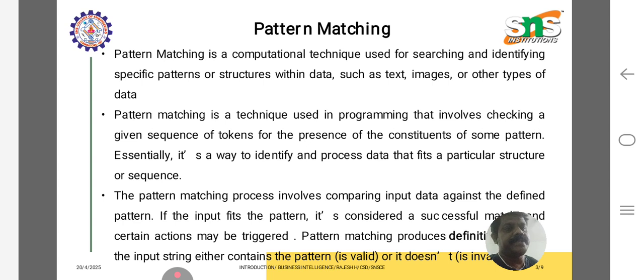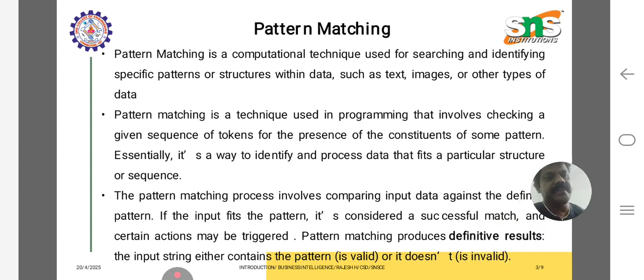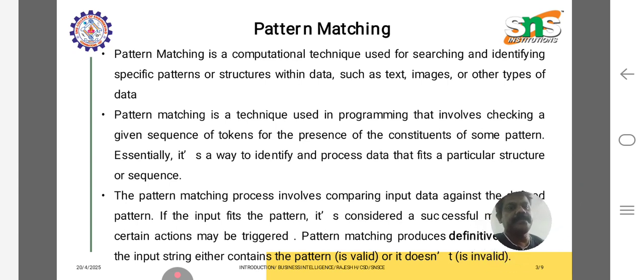Pattern matching is a technique used in programming that involves checking a given sequence of tokens for the presence of the constituents of some pattern. Essentially, it's a way to identify and process data that fits a particular structure or sequence. The pattern matching process involves comparing input data against the defined pattern. If the input fits the pattern, it's considered a successful match and certain actions may be triggered. Pattern matching produces definite results. The input string either contains the pattern, which is valid, or it doesn't, which is invalid.